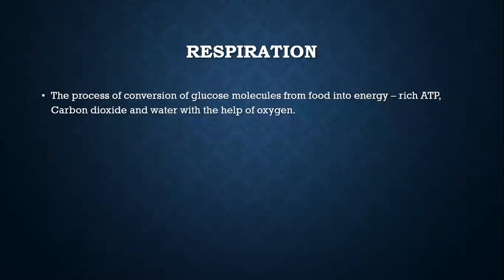By breaking down of glucose molecules, energy is released in the form of heat, but a large amount of it is converted into ATP. So ATP is a form of chemical energy. The ATP molecules release energy for all cellular activities, hence are called the energy currency of the cells.